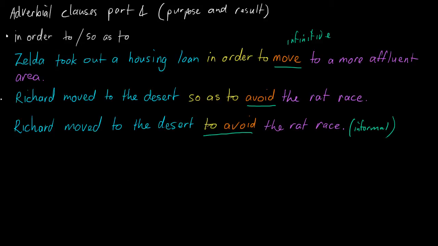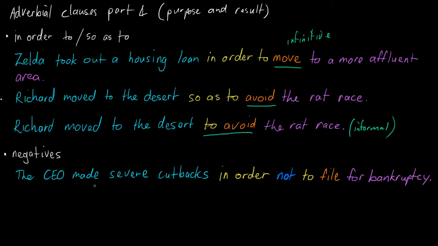Okay, let's look at negatives. When we make these two negative, it is slightly more complicated. The CEO made severe cutbacks in order not to file for bankruptcy. So the thing to note here is that the not will actually go between order and to, rather than in this position, which you might have expected.